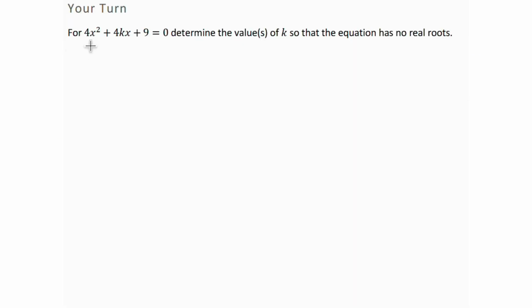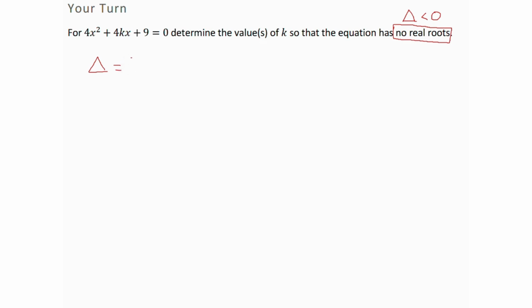For the quadratic equation 4x squared plus 4kx plus 9 equals 0, determine the values of k so that the equation has no real roots. As soon as we see something about a quadratic having no real roots, we know this is about the discriminant, and no real roots specifically means the discriminant is less than 0. So let's work out our discriminant.